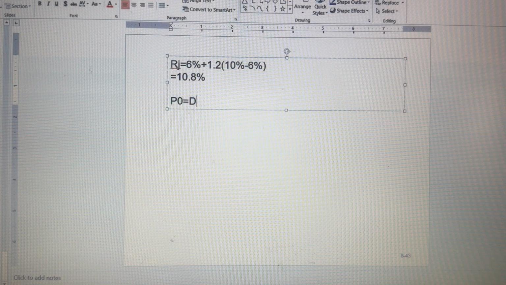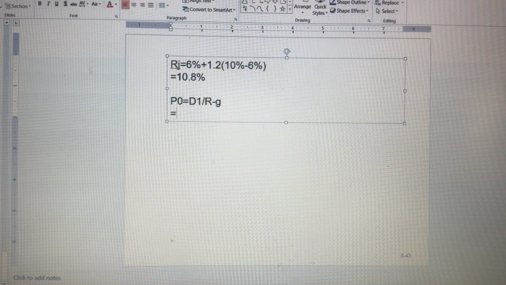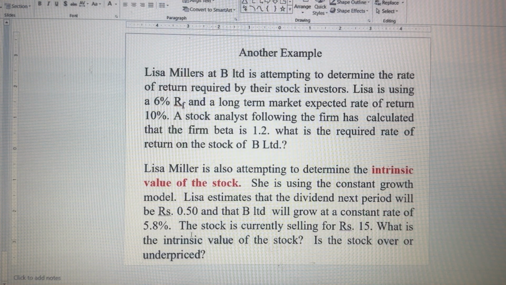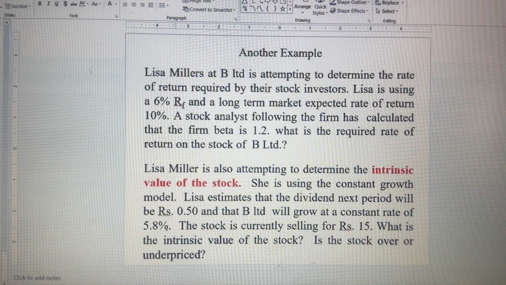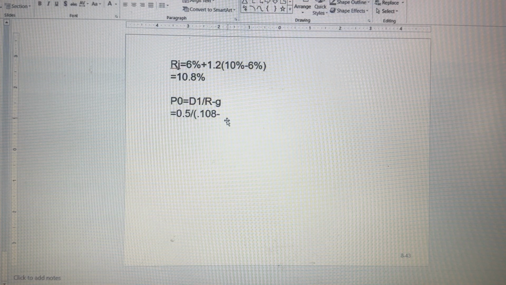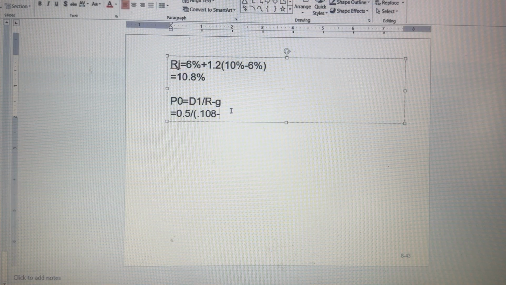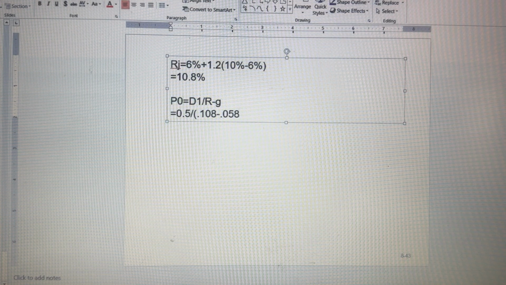D1 divided by R minus g. This is the equation we learned last class. So here D1 is given for you. D1 is 0.5. Okay, 0.5 divided by R, which we calculated as 10.8, minus the growth rate, which is given, 5.8. So now we can calculate the price, right?